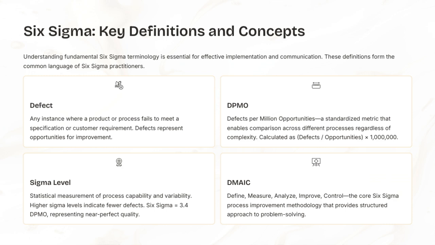Essentially, a higher Sigma level indicates fewer defects, meaning a more capable and reliable process. For example, achieving a Six Sigma level corresponds to just 3.4 defects per million opportunities, or DPMO, which reflects near-perfect quality. Speaking of DPMO, this stands for defects per million opportunities. It's a standardized metric that allows us to compare different processes, regardless of their complexity. We calculate DPMO by dividing the number of defects by the total opportunities for defects, then multiplying by 1 million.